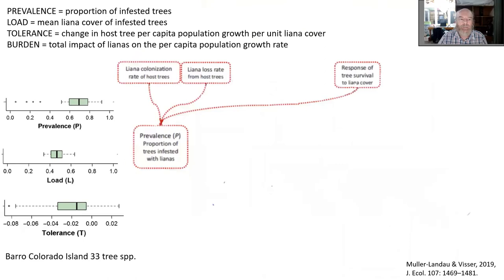Now, when we look at the population dynamics and the abundance of lianas, then as with other parasites, we can look at the parasite-host interactions, and we can look at not only population dynamics of lianas, but also their impact on their host. And so for that, there are several useful variables we can define. First is prevalence, which is the proportion of infected trees. There are some empirical data from the Barro Colorado plot for 33 host tree species, and so there is an average prevalence. That means that among these 33 species, approximately 70% of individual trees were hosting lianas.